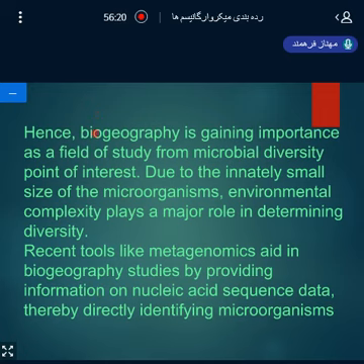Okay, so due to the innately small size of microorganisms, environmental complexity plays a major role in determining diversity. As you know, the microorganisms are very, very small, so the collection and biofilm of microorganisms and the community of them can play a major role in diversity, but not each of them alone, because they are very small in size.